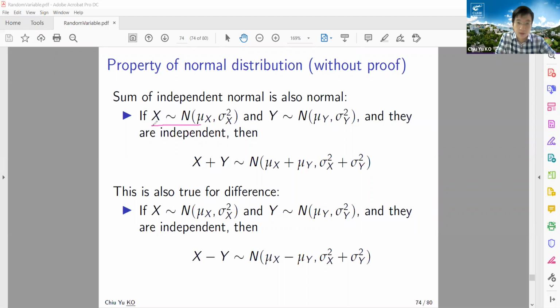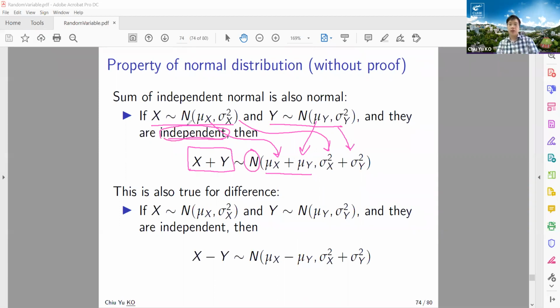If x is normal, y is normal, and they're independent, then the interesting part is the sum will also be normal, and you add up their means and add up their variances. The reason I can do it is because they're independent. If not independent, you don't have this. But this will be frequently used later, as you will see.